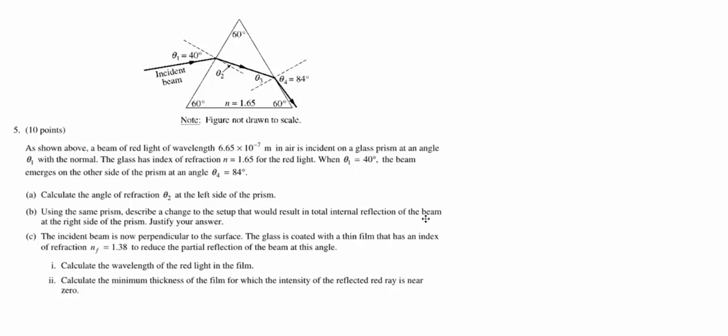Okay, this is number 5 from the 2010 AP Physics B exam, and this is an optics problem, a geometric optics problem, more specifically a prism-based problem. We have this prism with an incident beam of light. We're going to get refraction here, then refraction again over here. We know the index of the prism, and it originates in air. We know the original wavelength of the red light, and a bunch of geometry here. We want to know the angle of refraction theta 2 at the left side of the prism.